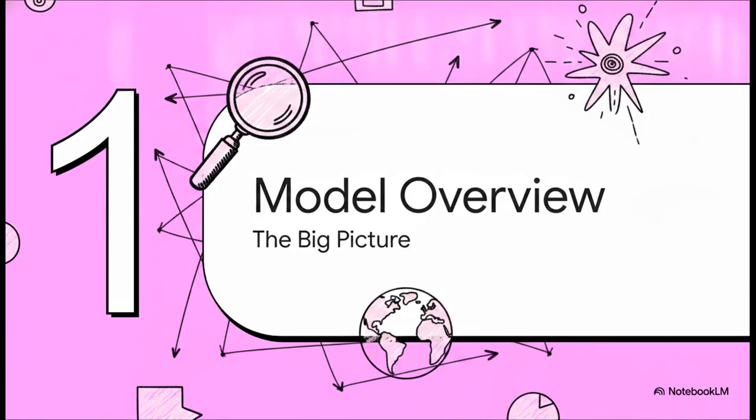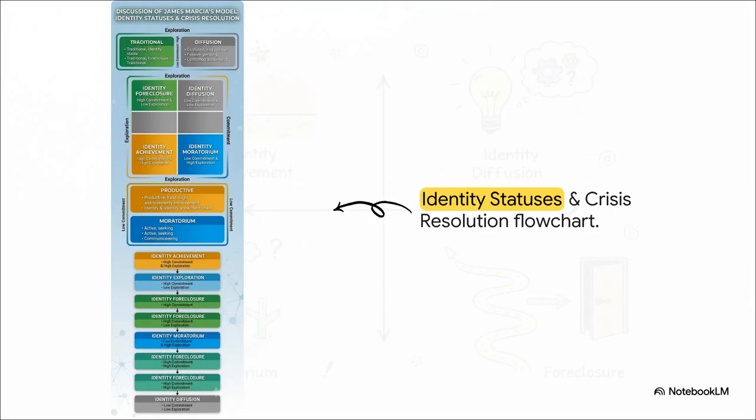All right, Section 1, Marcia's Identity Model Overview. Okay, so take a look at our master study guide. It's a full visual map of how identity statuses and crisis resolution actually work in Marcia's model. Now, I know there's a ton of info here, right? You've got your traditional and diffusion categories up top, that brightly colored 2x2 matrix in the middle, and then that cascading flowchart all the way at the bottom. Seriously, do not let it intimidate you. We're going to slice this up piece by piece until you can literally draw it from memory.